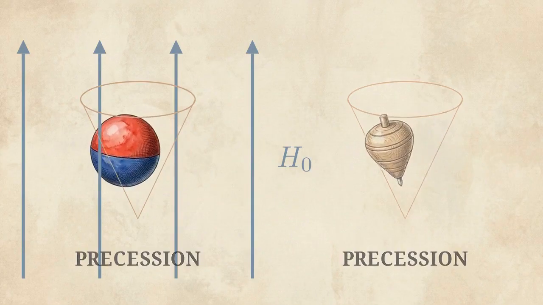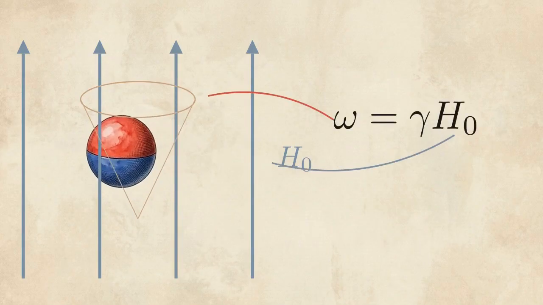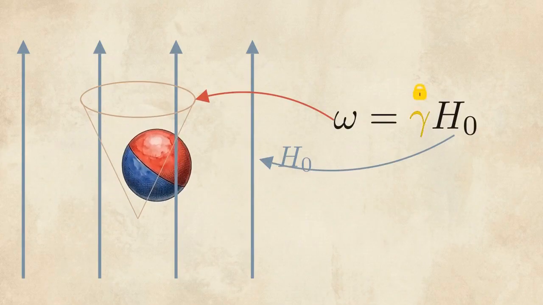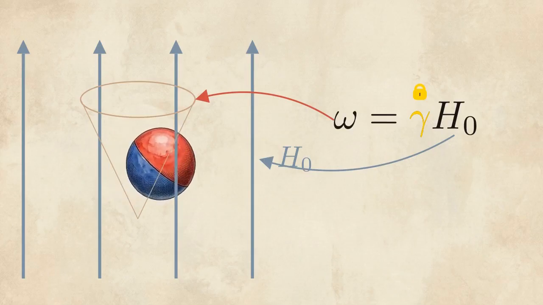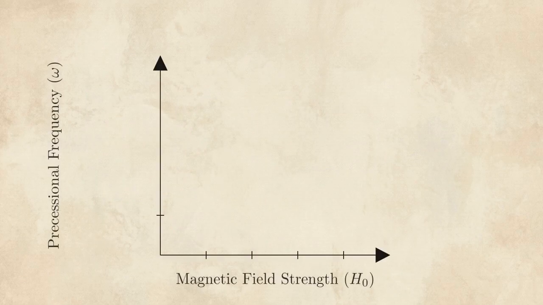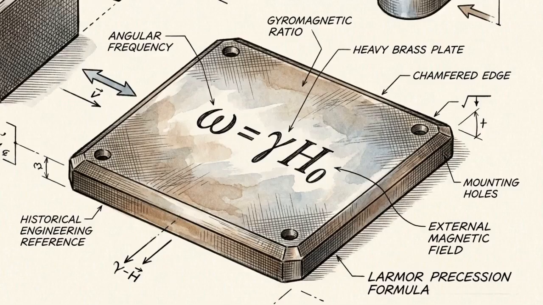The rate of this wobble is defined by the Larmor equation, omega equals gamma times H0. Gamma is the gyromagnetic ratio, a fixed constant for any specific type of nucleus. Because gamma is constant, the equation reveals a strict linear relationship. The precessional frequency of the nucleus is directly and purely proportional to the strength of the applied magnetic field. Increase the field strength, and the nucleus wobbles faster. This equation is the operating manual for the entire machine.